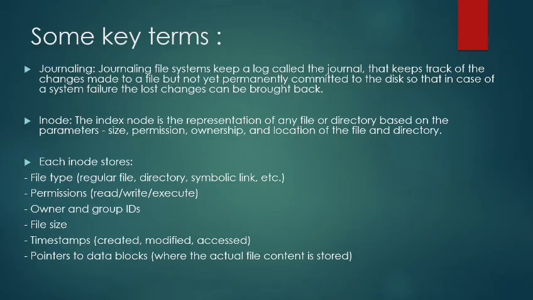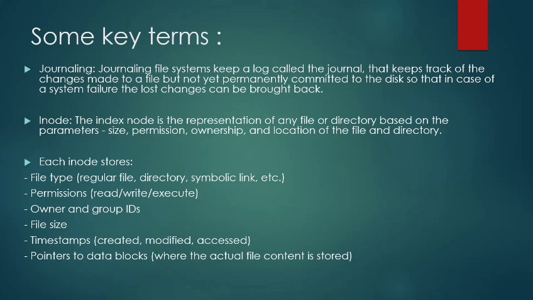That kind of information you keep in the journal, which keeps track of the changes made to the file. Whatever file you are creating, deleting, adding, or appending some information into, all of it is logged and tracked. And why did this concept come about? So that in case of a system failure, the lost changes can be brought back. That is why the journaling concept came into existence. So journaling is to keep a log that keeps track of the changes made to the file.